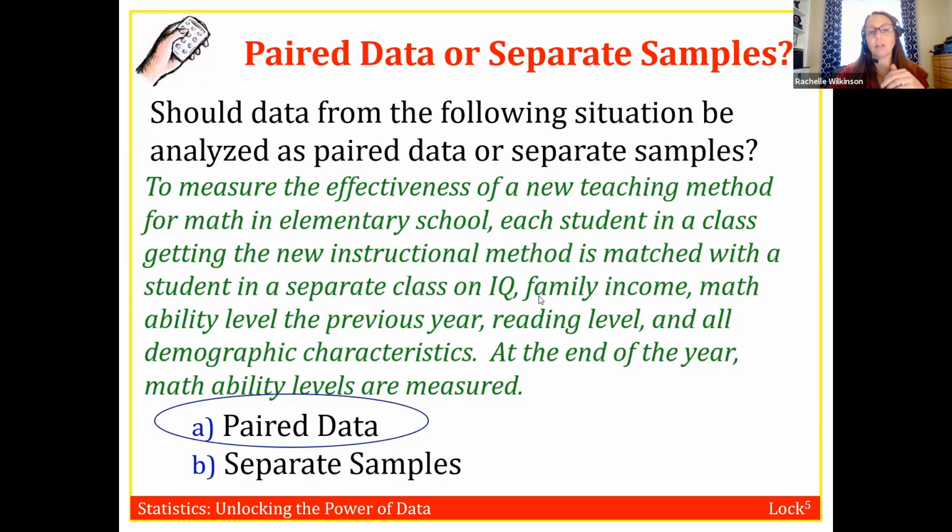So similar on IQ, family income, math ability level, reading level, demographic characteristics. So, you know, we found practically their body double in the other class. And so we are pairing them up and then seeing how they do at the end of the year. So that one is matched pairs.